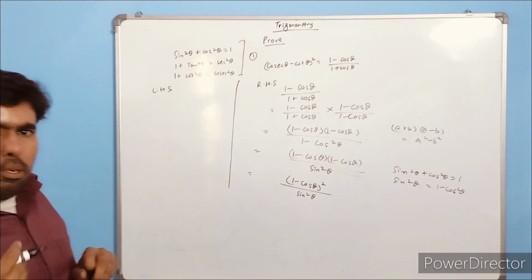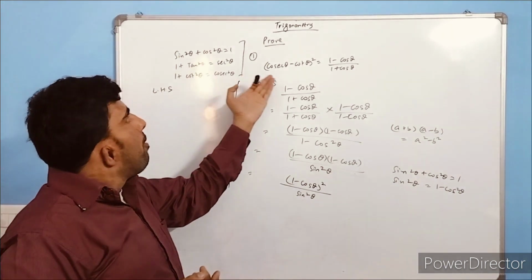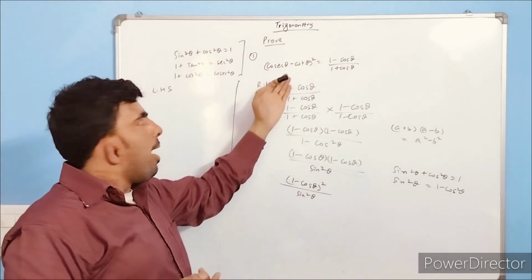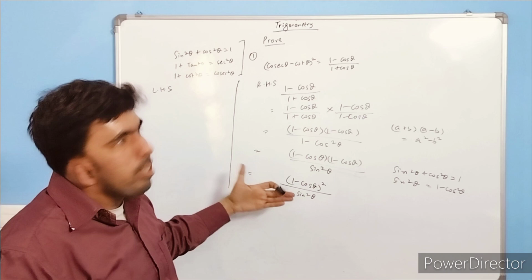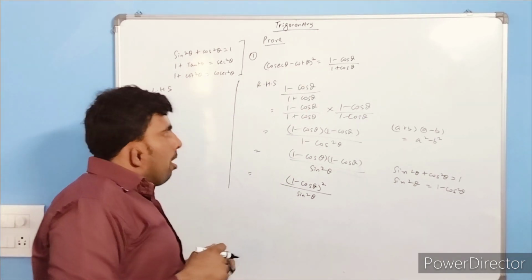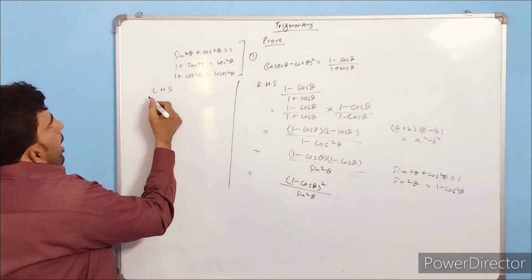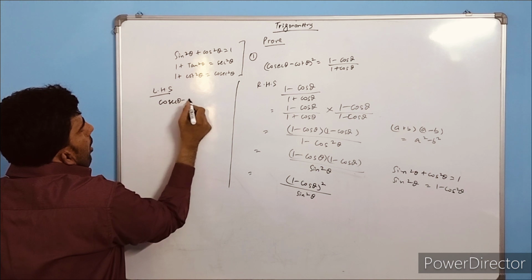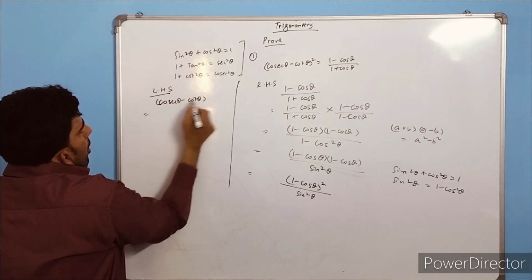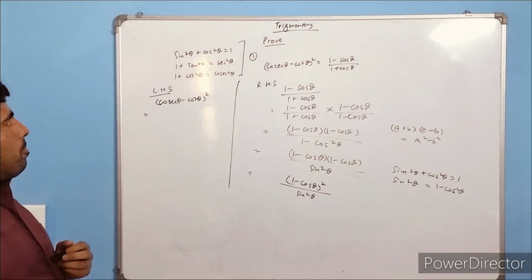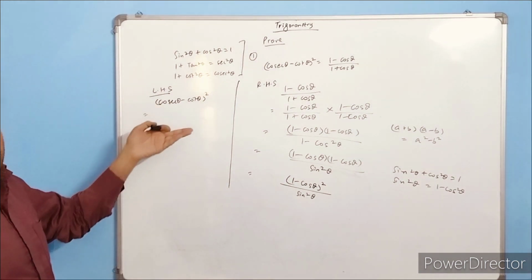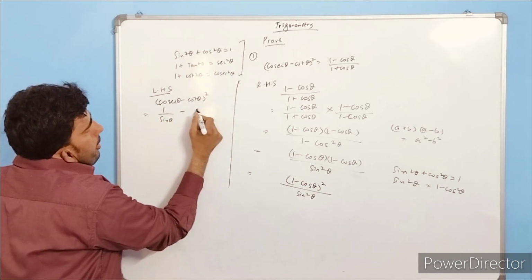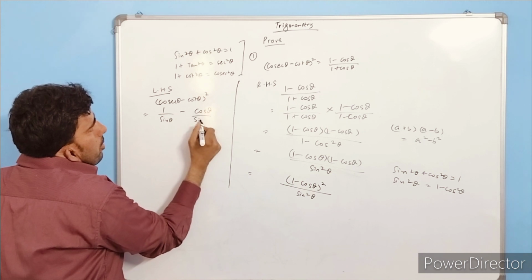In some numericals of proving LHS is equal to RHS, in some cases we solve RHS and we get the LHS, and in some cases we solve the LHS and we get the RHS. But in this case we have to solve both. Now what is LHS? It is given as cosec theta minus cot theta whole square. We have to convert them into sin and cos form. So what is cosec theta? 1 upon sin theta, cot theta is cos theta upon sin theta.